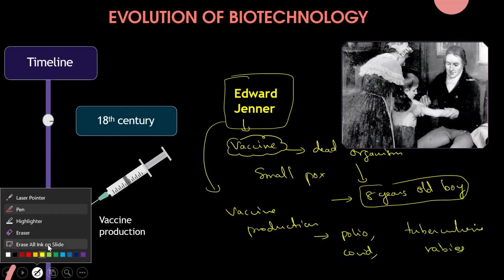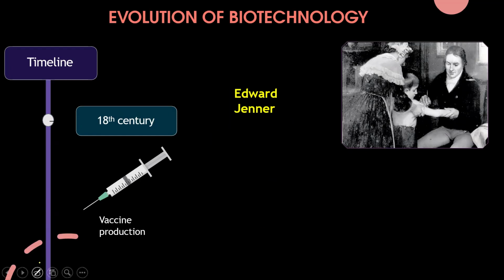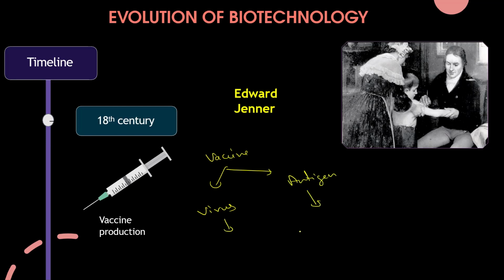A vaccine is nothing but that organism, but killed. Okay. So, vaccines can be prepared in two ways. That means either you directly take the virus and kill that virus, or you take the antigen from that virus. We inoculate this liquid into the person's body.